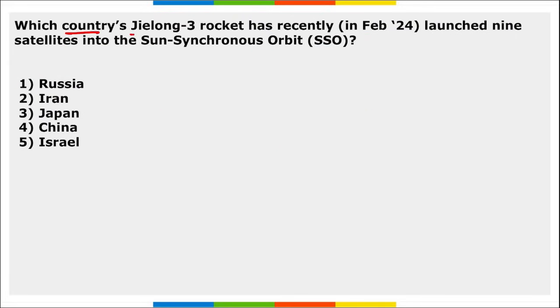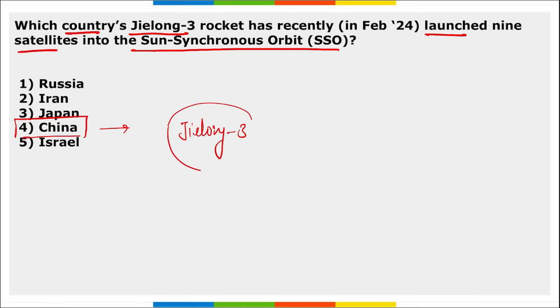Next, which country's Geelong 3 rocket recently launched 9 satellites into sun synchronous orbit? It is China. China has recently, using their rocket Geelong 3, launched 9 satellites into sun synchronous orbit.